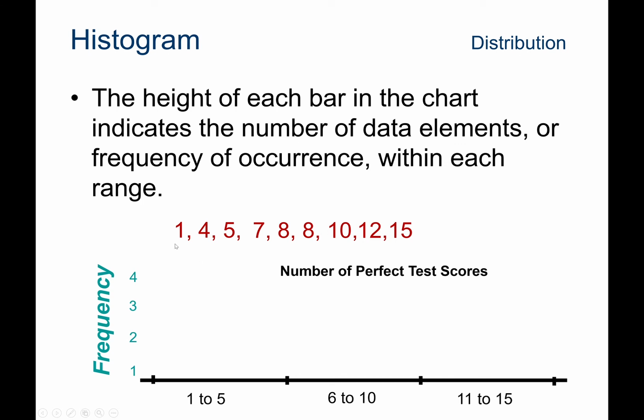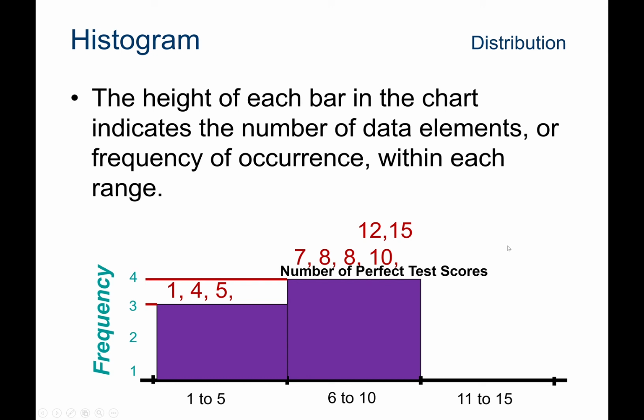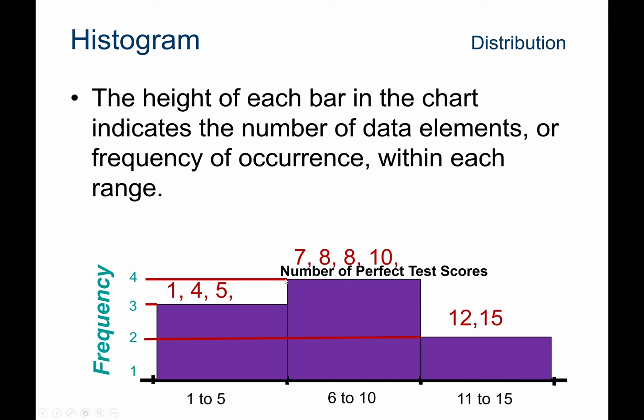In this scenario, we've got a set of data. So I first look at how many data points appear from 1 to 5, and I've got 3 of them. Next up, I look at how many data points appear from 6 to 10. I've got 1, 2, 3, 4 data points that appear within there. And my final range is 11 to 15. I've got 2 data points that fall into that range. So notice I'm not graphing the value of each data point, but rather how many data points fall into the given range.